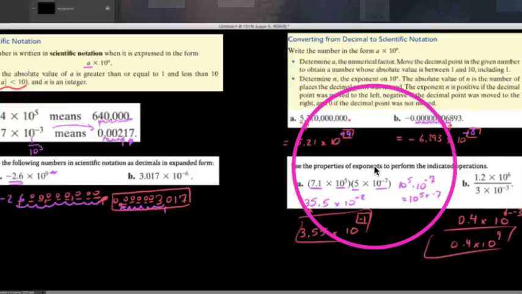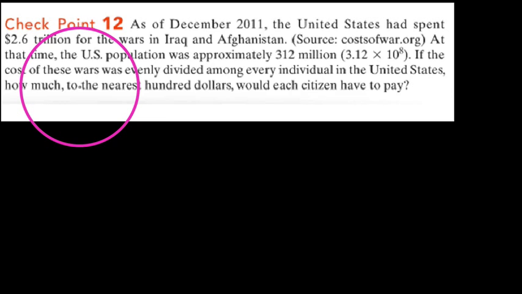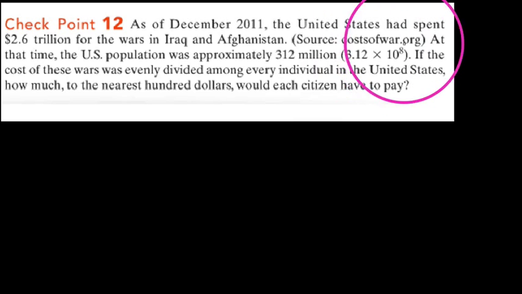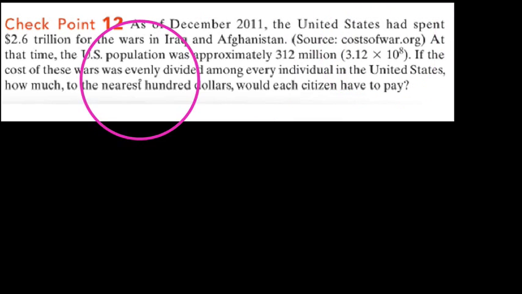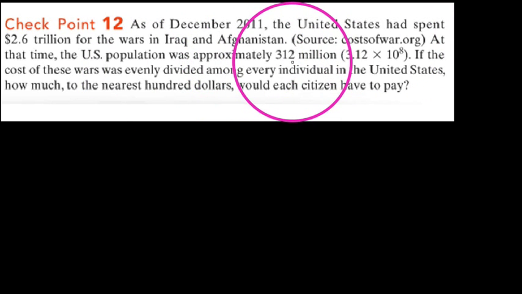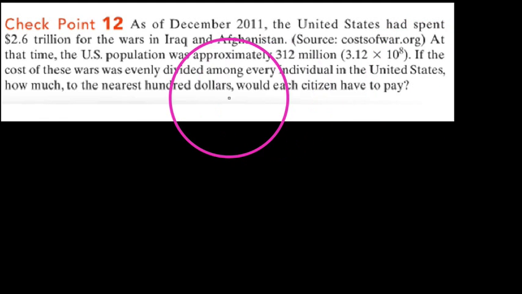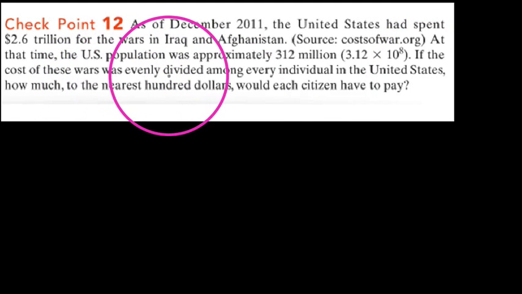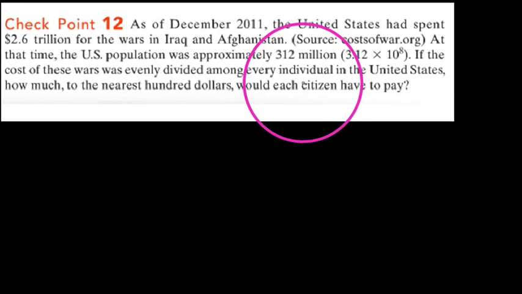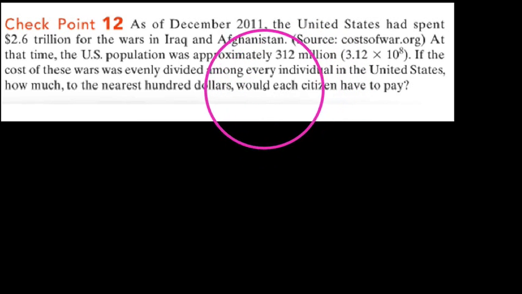Okay. So the last thing I want to do before we finish this off is look at an application situation. Let's read through this. As of December 2011, the United States has spent $2.6 trillion on the wars in Iraq and Afghanistan. So we've got a source here; you can go look it up. At that time, the U.S. population was approximately, and I'm skipping straight to scientific notation, 312 million. The question really is, if we were to take the cost of these wars and evenly divide it among every single individual in the United States, how much to the nearest dollar would each citizen have to pay?